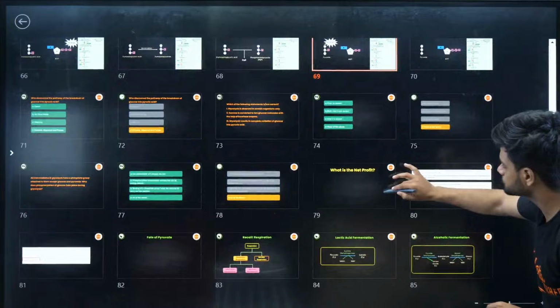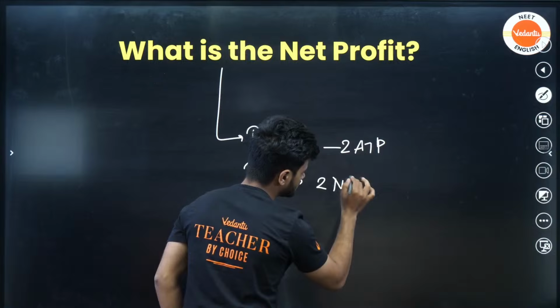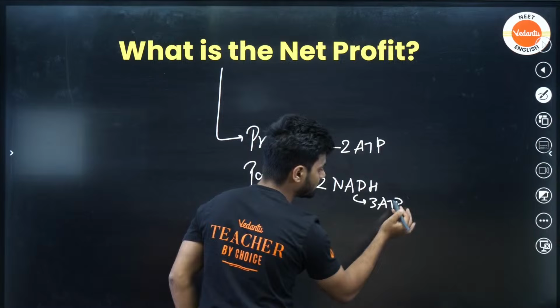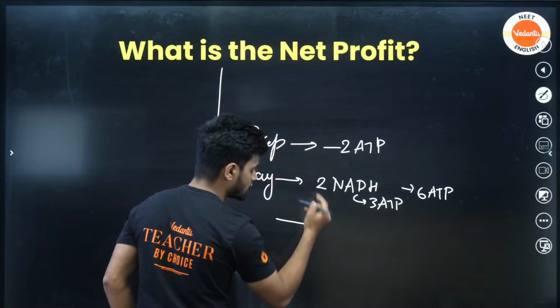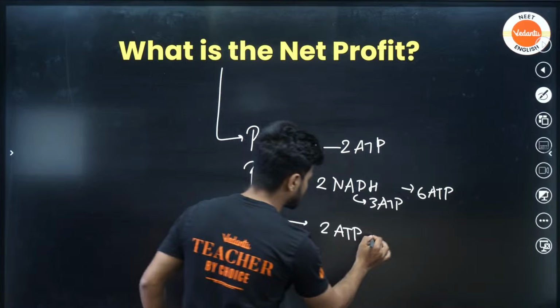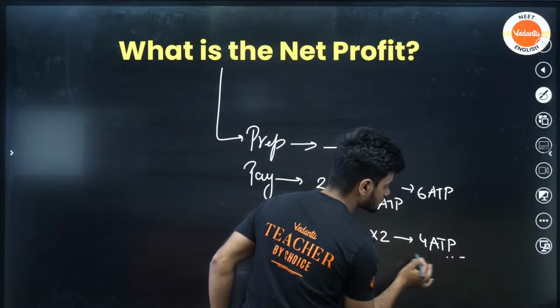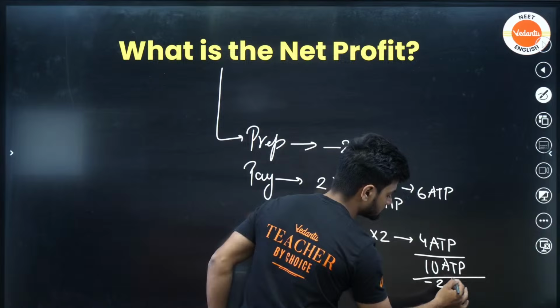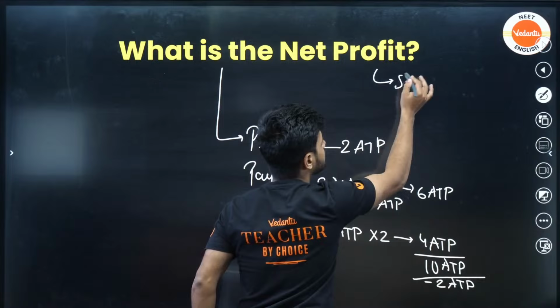So how many NADH do we have? In total, we have 2 NADH. And we know 1 NADH provides 3 ATP. 3 into 2 is 6 ATPs. And we also know in two steps we have 2 ATP. But we have everything double now, so this is also into 2. So that is 4 ATP. And we get 10 ATPs here. Minus 2 ATP, because of the preparatory stage. So what do we get? We get 8 ATPs.